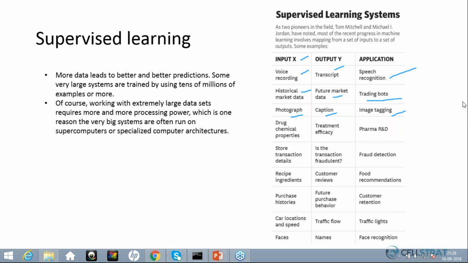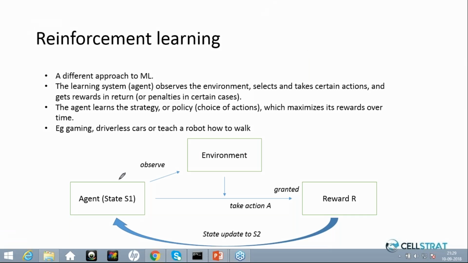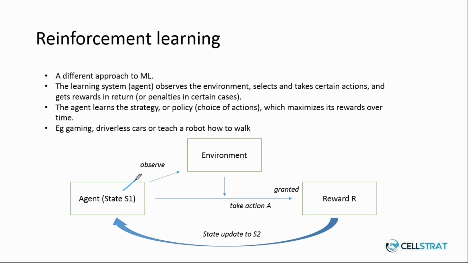Let me just continue here in the interest of time. So our final type is reinforcement learning. Okay. So this is the third type of machine learning algorithm. It's not supervised. It's not unsupervised. Here what happens, I train a system by giving it rewards. So let's say there is an agent in state S1. It is observing the environment.